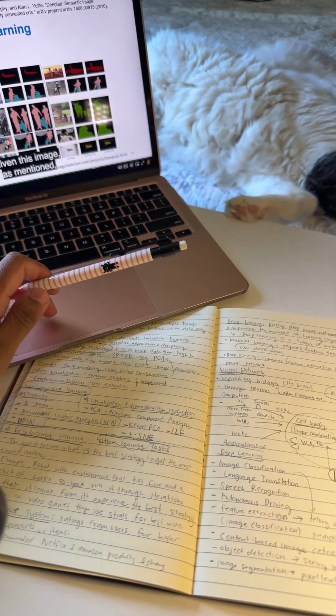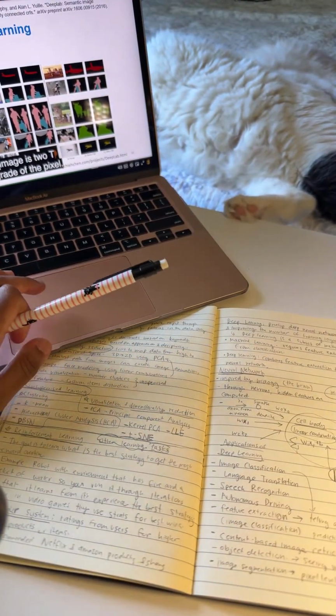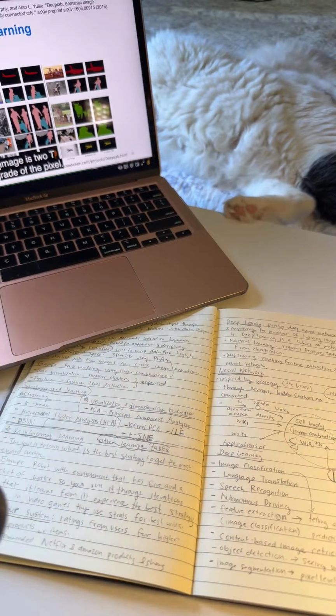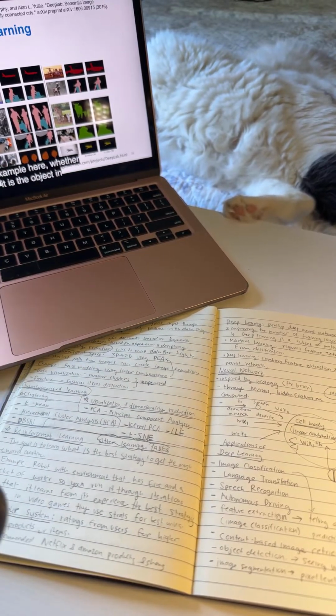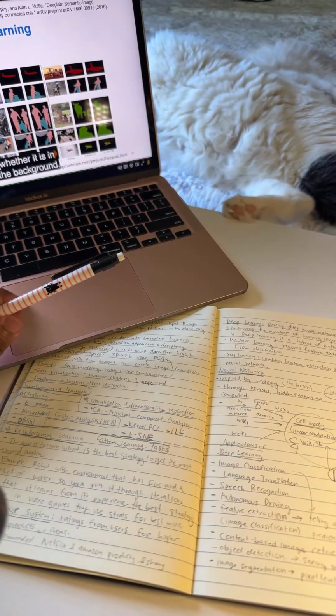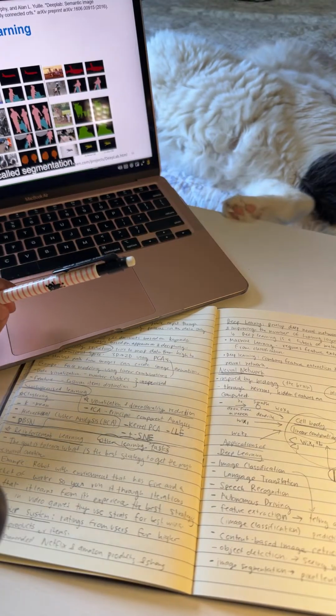So given this image, as mentioned, an image is a 2D grid of pixels. We want to give a label to each pixel, whether, for example, here, it is in the object area or whether it is in the background. So this is pixel level classification. We call it segmentation.